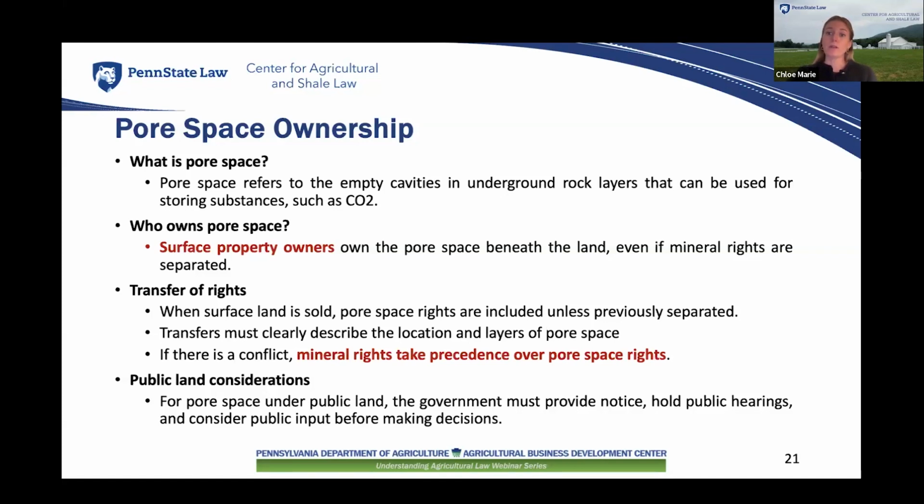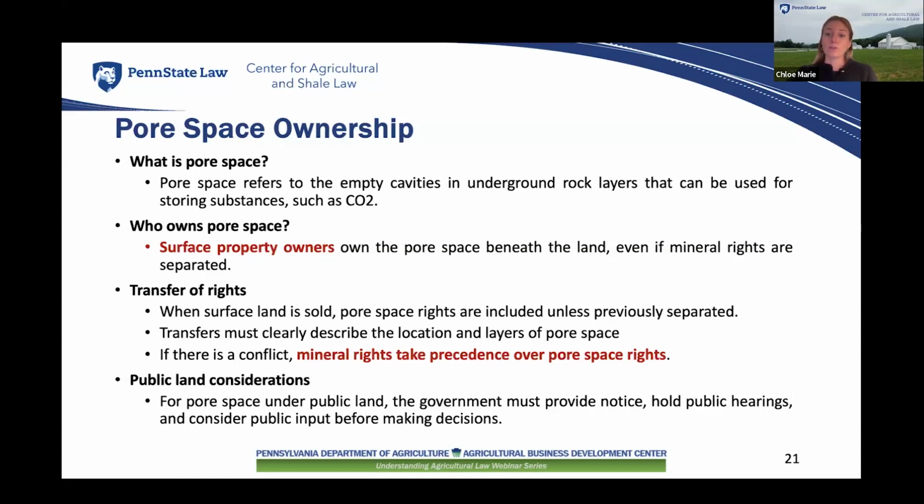The Act specifies that when surface land is sold or transferred, the pore space rights are automatically included unless they have already been separated through a legal agreement. However, if someone sells or transfers rights to minerals such as coal, oil, or gas, those agreements do not include the pore space unless it is explicitly stated. And when transferring pore space rights, the legal document must clearly explain what rights the new owner has to use the surface land above the pore space. The pore space owner can only use the surface as explicitly outlined in the legal agreement.